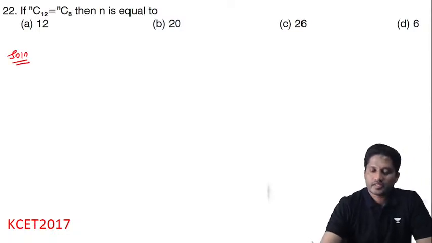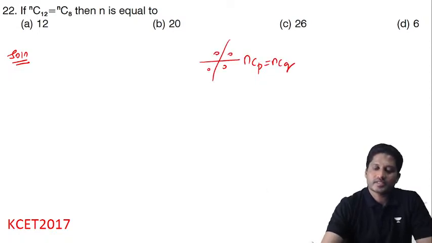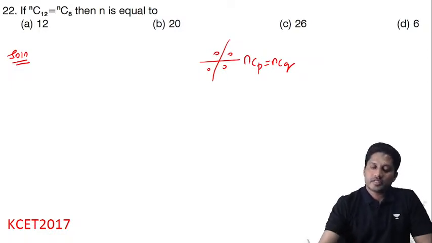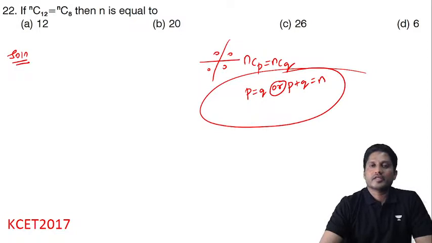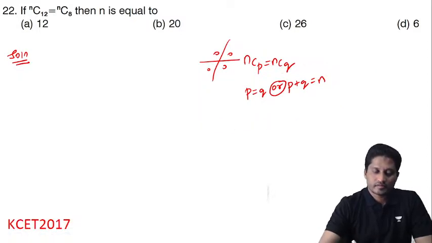Suppose you have CP equal to NCQ. This is a standard result, remember it as it is: CP is equal to NCQ, either P is equal to Q or P plus Q is equal to N. You can prove it using complementary combination, no problem.